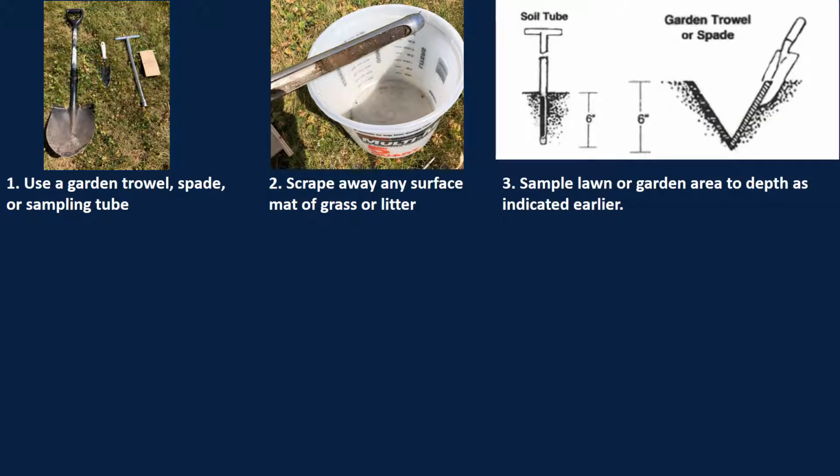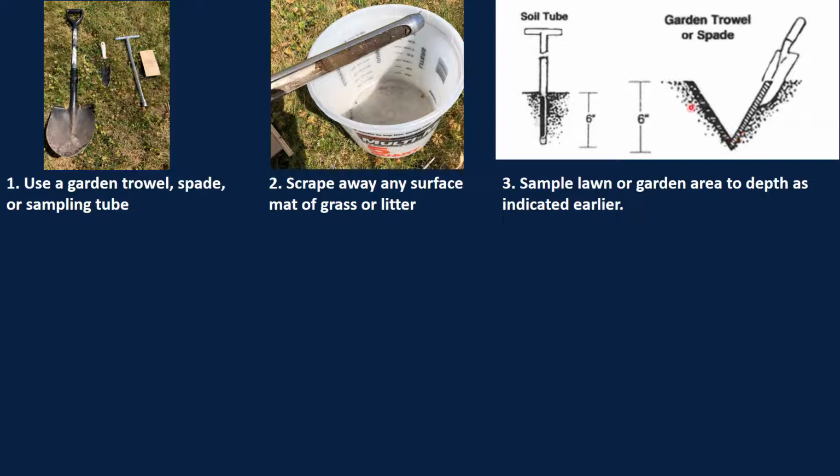The other thing we want to do is sample that garden or lawn area to the depth indicated, whether it's 3 inches, 6 inches, or 12 inches. And this is just a couple diagrams depending on the equipment that you have to use. So for a soil tube, you just go straight down 6 inches in the soil, pull it back up, take that soil tube out.